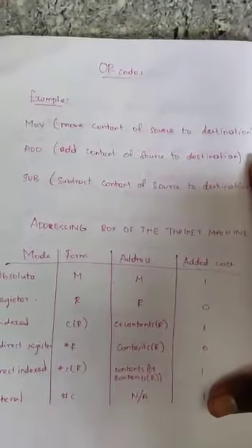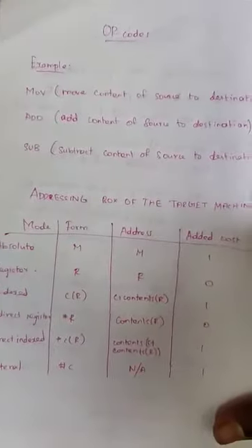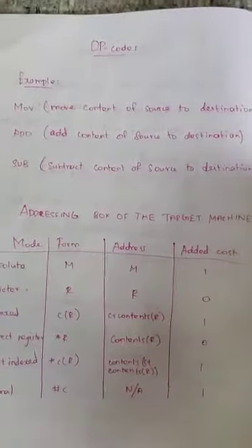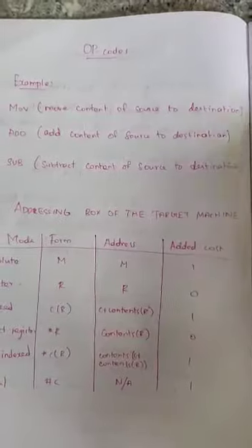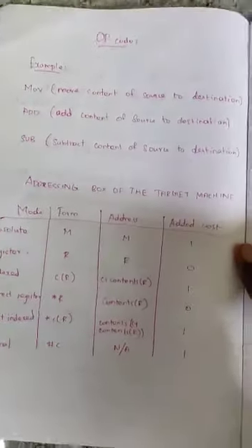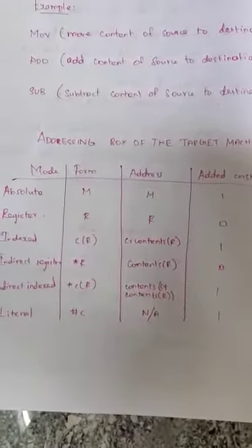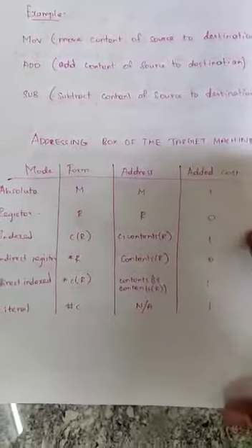Next we are looking at the operation codes. Examples of opcodes are move, add and subtract. Move means moving the content of a source to the destination. Add means adding the content of a source to the destination. Subtract means subtracting the content of the source from the destination. Next is the addressing modes of the target machine.